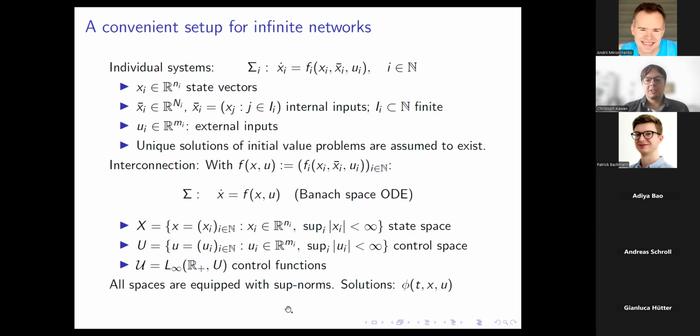And under certain conditions that I don't want to write down, it's just like usual conditions like Lipschitz continuity in x and something like that, you can show that for this ODE, you have a unique solution once you fix the initial value and you fix the external input u. So, and we denote these solutions by phi of t, x, u as usual. If you have questions about this, of course, you can ask at any time, right? So this is my setup for the infinite networks.